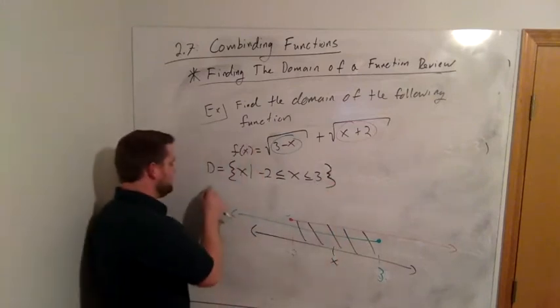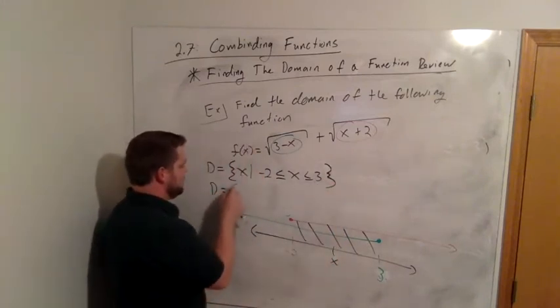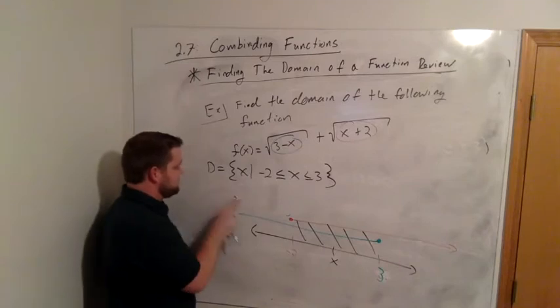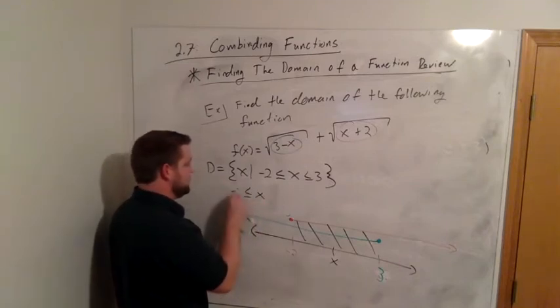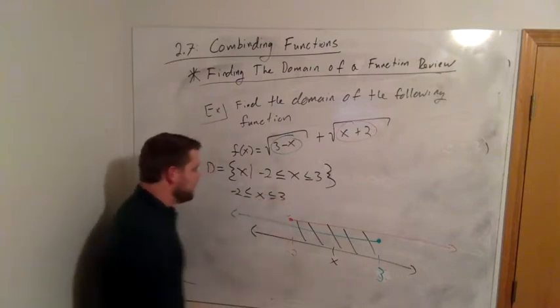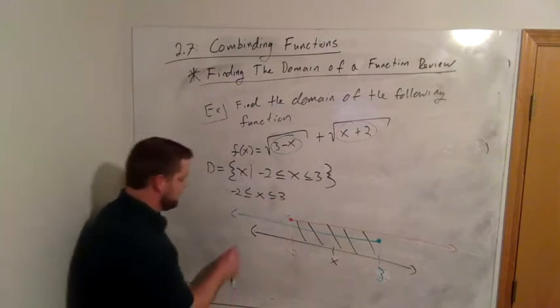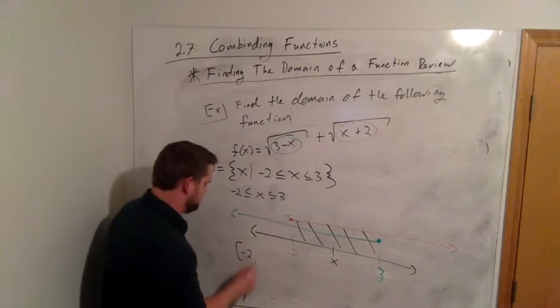We could also say, let's say, inequality notation. We would just write x needs to be between negative 2 and 3. And if we wanted to use interval notation, we would write negative 2 to 3.